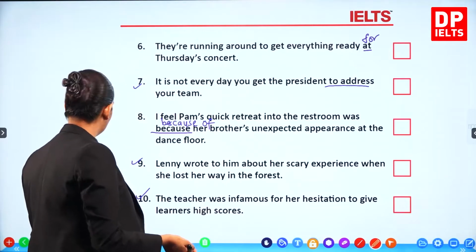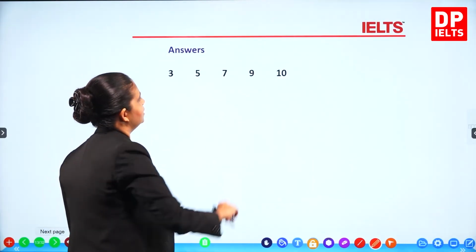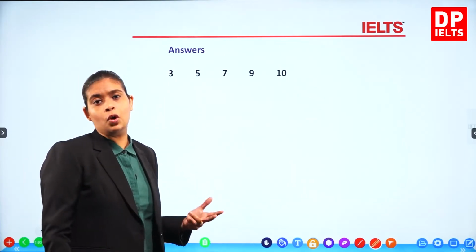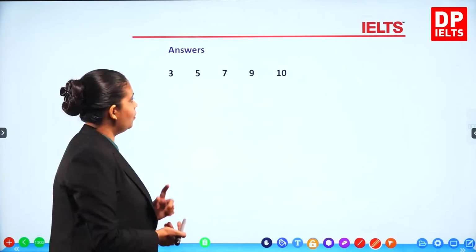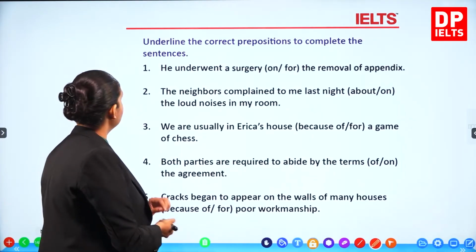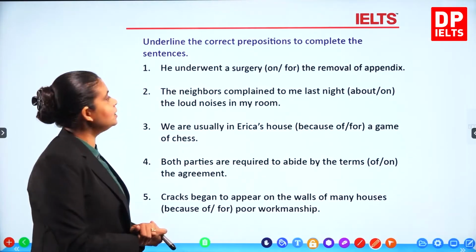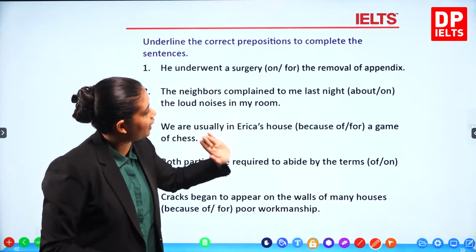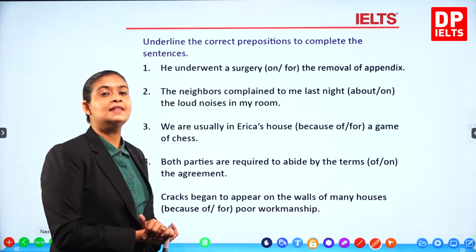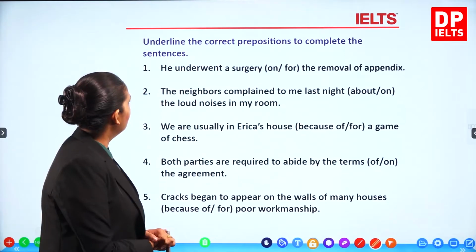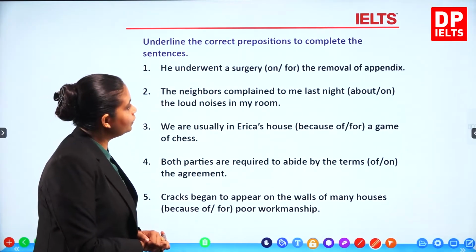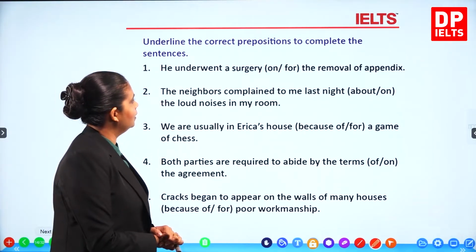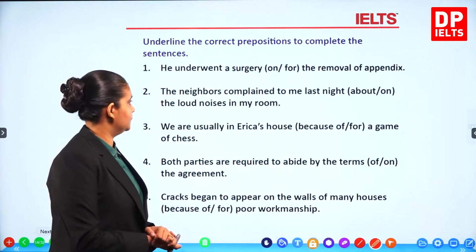Okay. So 3, 5, 7, 9, 10, perfectly fine. Please make sure you've ticked it, and if they're wrong, you know why they're wrong now. Alright, so let us have a look at the next activity. Underline the correct prepositions to complete the sentences. So here, in the brackets, you've got prepositions. Select the correct one, okay? He underwent a surgery on the removal of appendix for the removal of appendix. Okay. Think about what is the correct word.